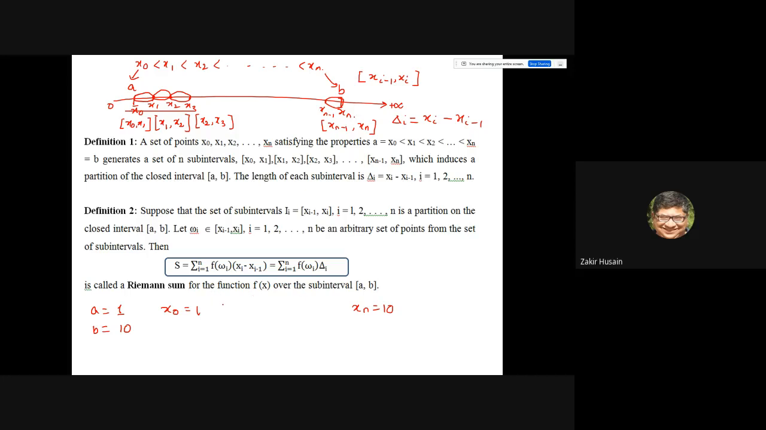Identify, give 3 numbers between 1 and 10. So 3, 5, 7. So x1 is 3, x2 is 5, x3 is 7. So what are the intervals? The interval is 1 to 10. And what are the subintervals? 1, 3; 3, 5; 5, 7; 7, 10.